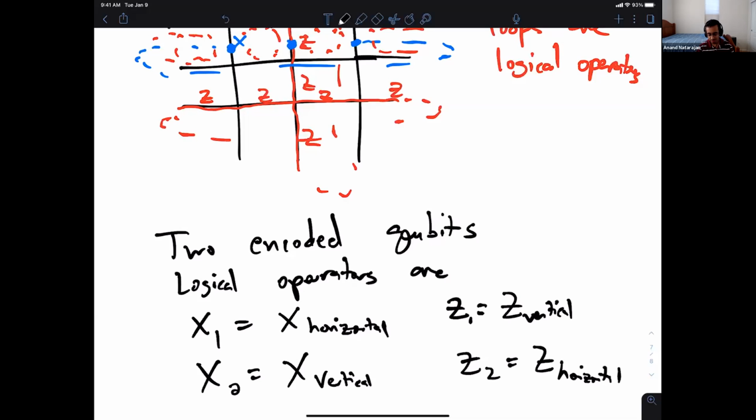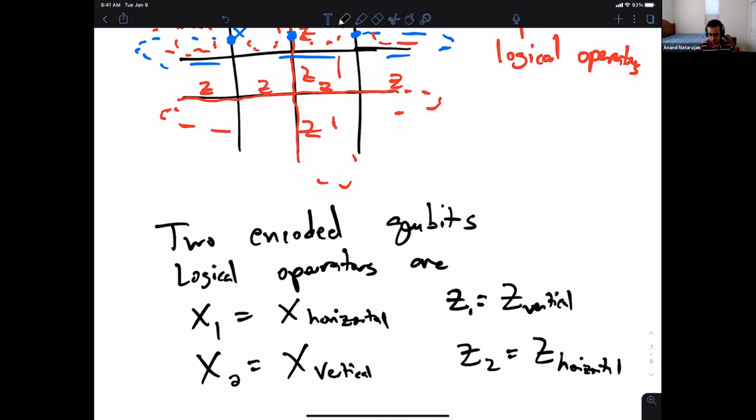By the way, notice that I flipped horizontal and vertical between x and z. Was that necessary? Could I have made z1 equal to z horizontal and z2 equal to z vertical? Chinmay says no. Anyone want to explain why it wouldn't work? I'm not sure I understand what you mean by the logical operator. What is x horizontal? Ah, very good.